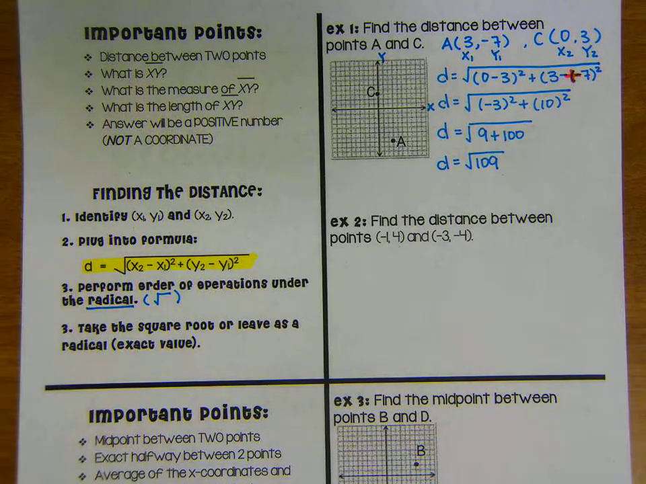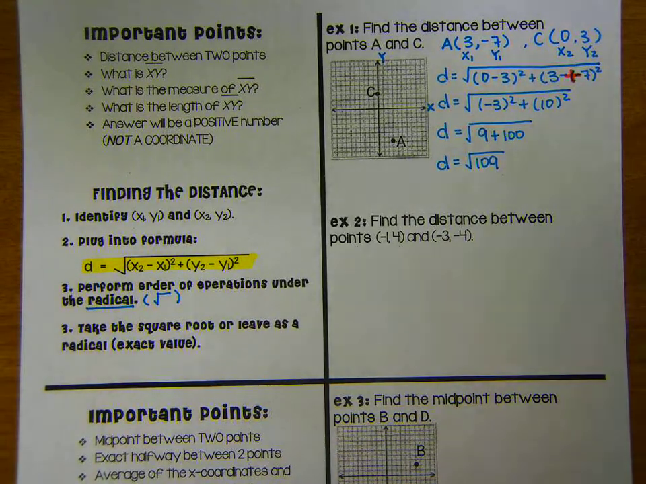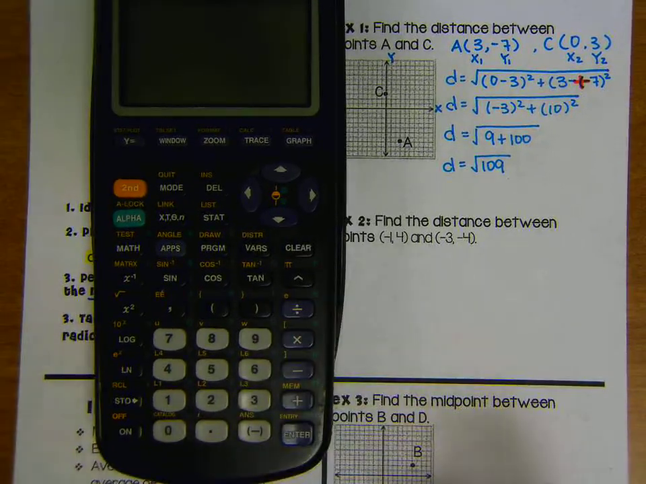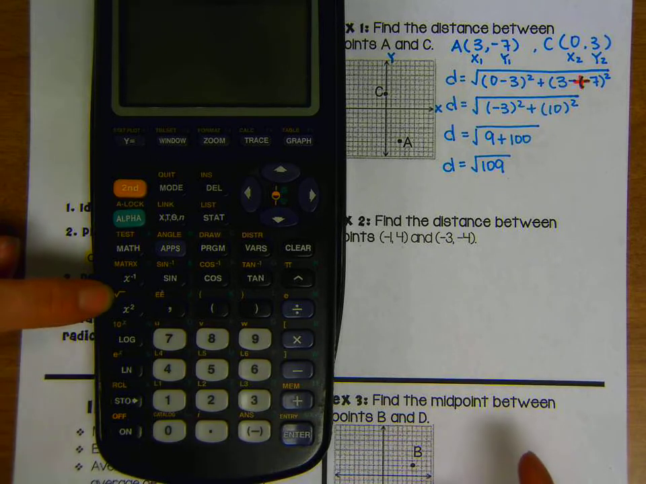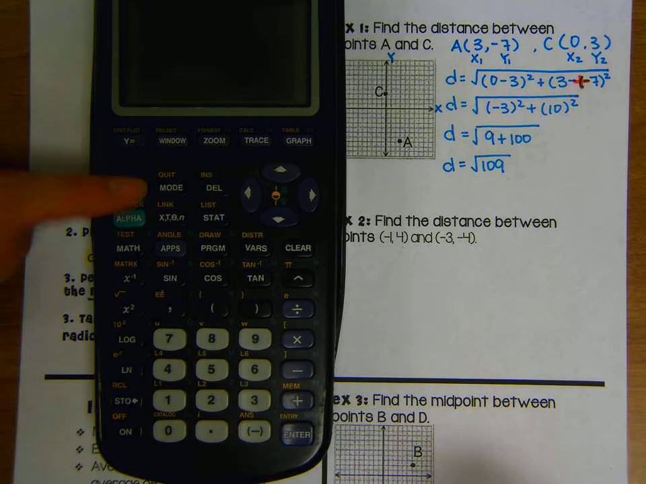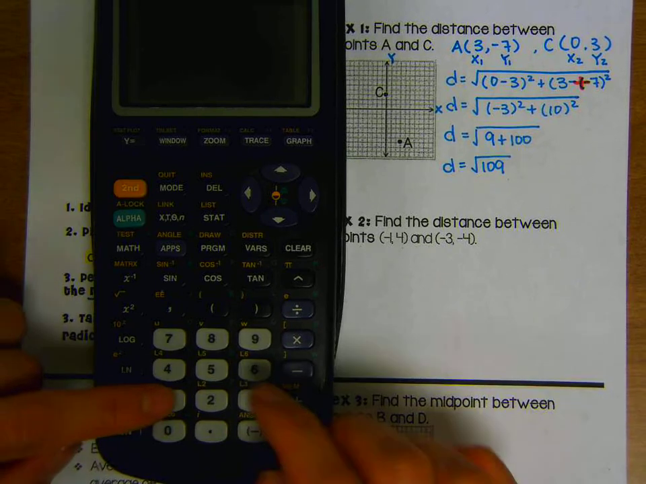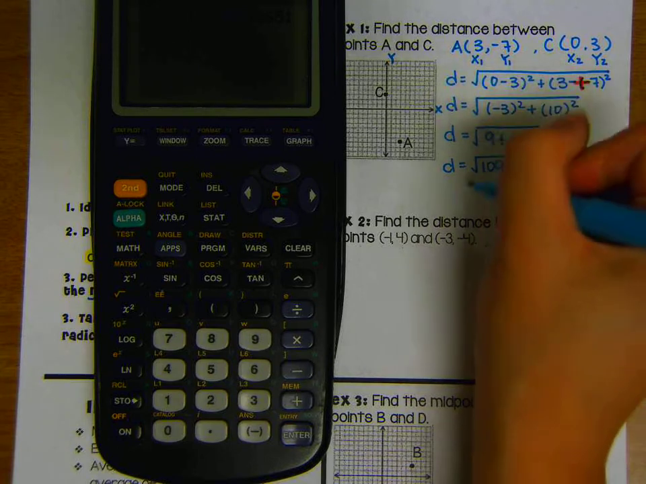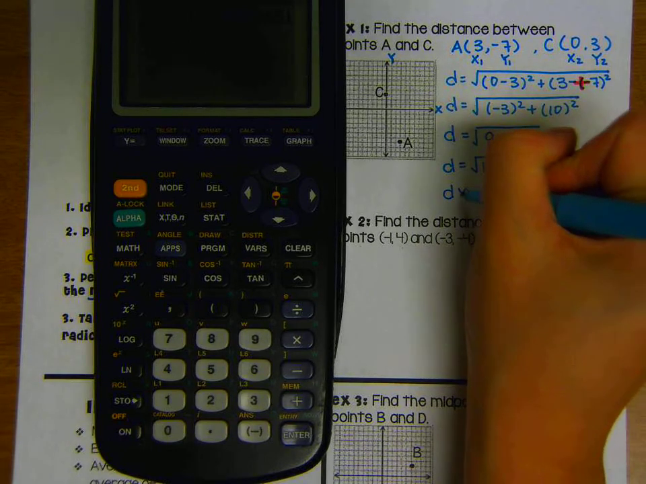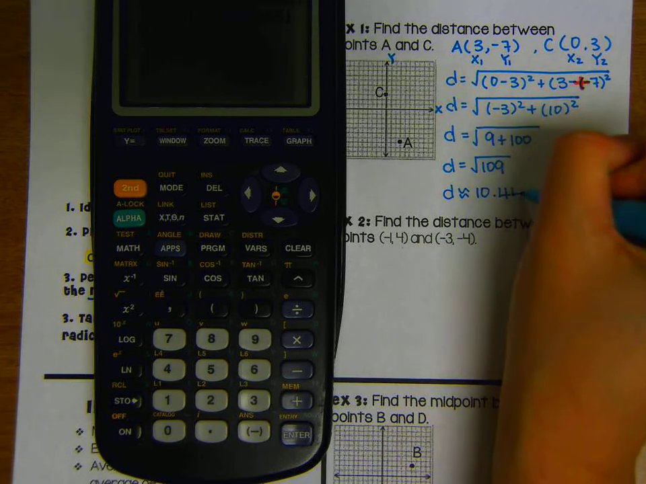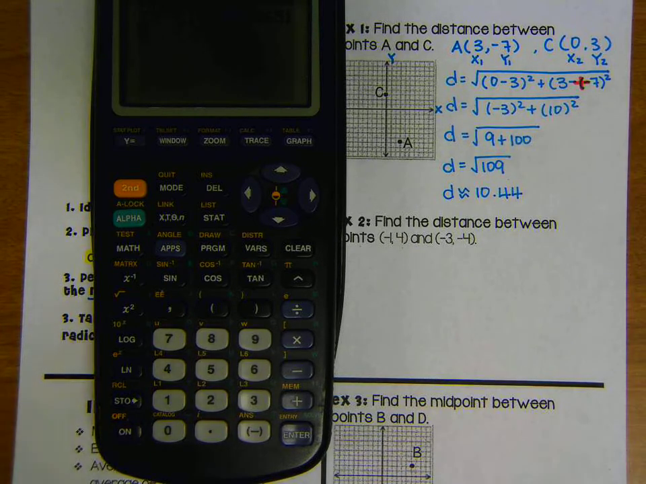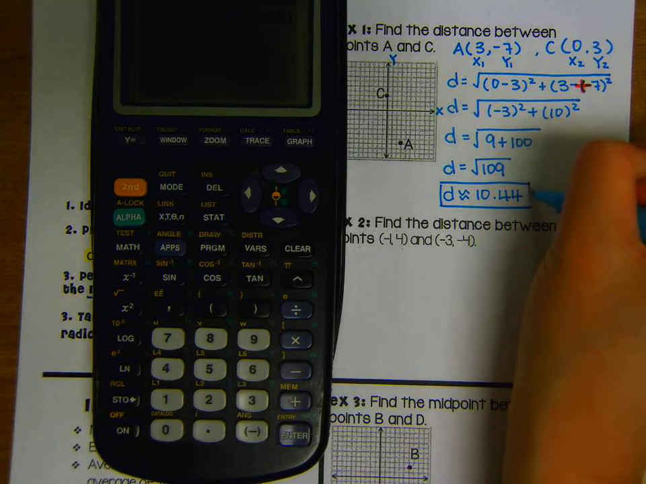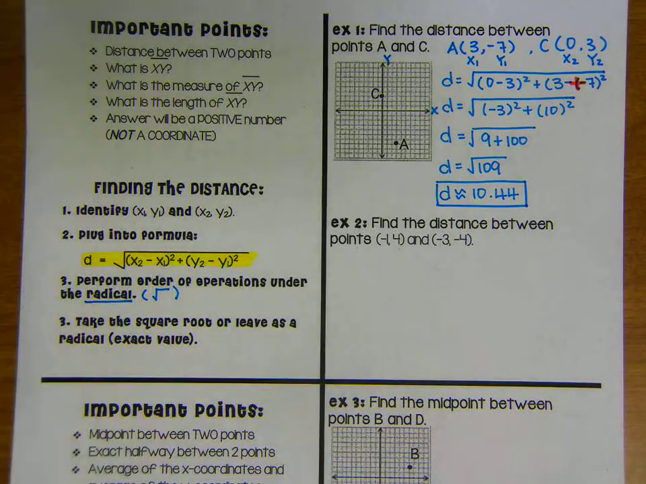How do we get the value? We have to pull out our graphing calculator. And square root is the yellow symbol above x squared. So I'm going to press second, x squared, and plug in 109. Hit enter. It will give a value. So d is approximately 10.44. We keep two decimal places. So that's our answer for the distance between point A and C.